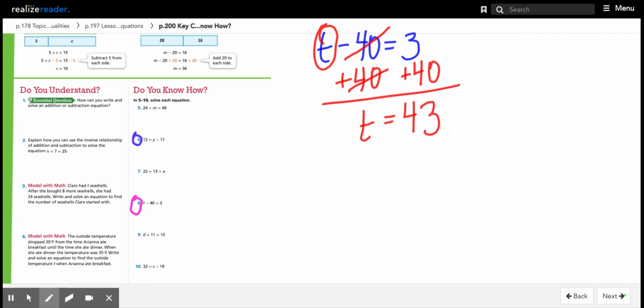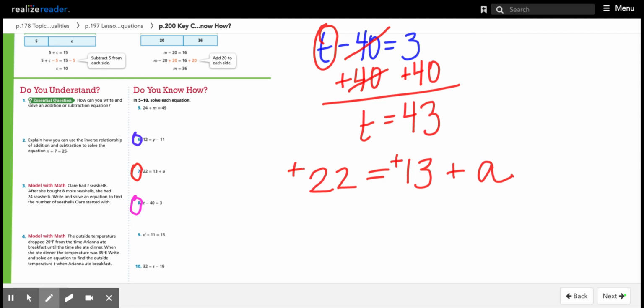Last one I want us to look at before we look at some word problems is number 7. So rewrite number 7 in your notebook. 22 is equal to 13 plus a. Wait a second. This 13 doesn't have a sign there. Do you think that 13 is a positive 13 or a negative 13? If there's no sign there, it's going to be a positive 13, just like this 22 is a positive 22.